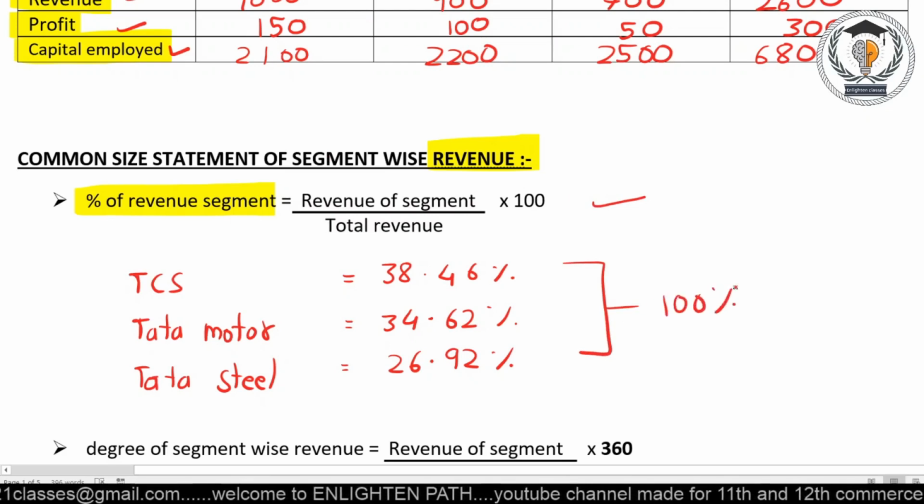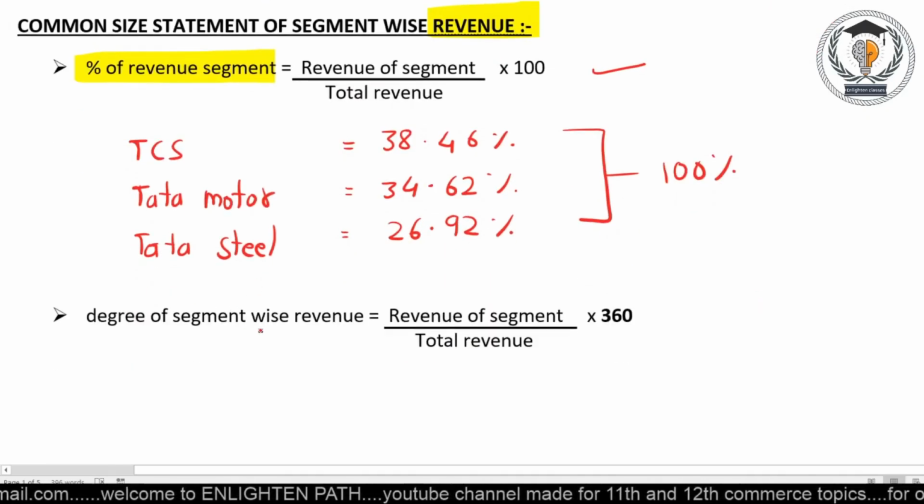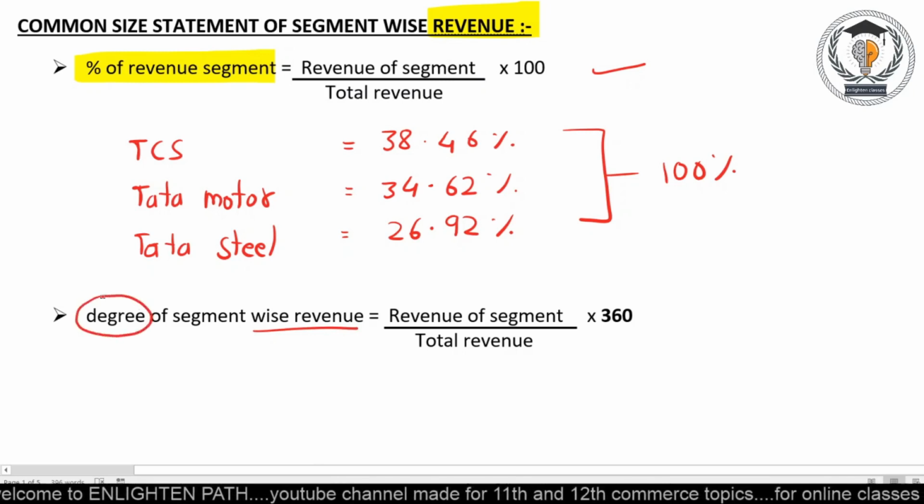Now the second thing that we have to find in this topic is degree of segment wise revenue. Why are we finding out the degree? Because we have to make a pie chart, and for a pie chart we should know the degree. If you don't want to make a pie chart, then you do not have to show this degree of segment wise revenue. If you want to show the pie chart, then you have to calculate the degree of segment.